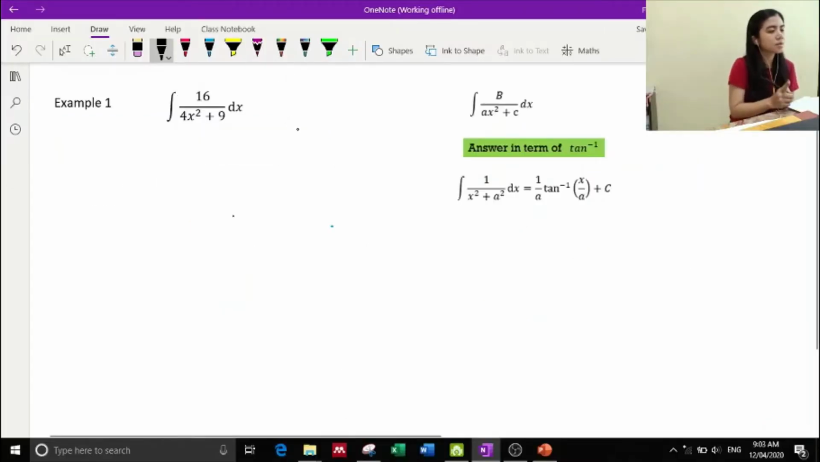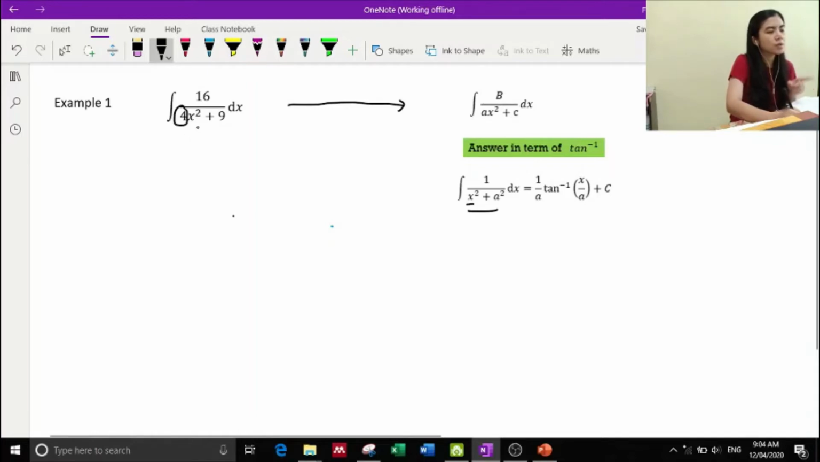Okay, look at this example. Your example is in terms of this one, so your answer will be in terms of tangent inverse, and you're going to apply this formula. Now, how to apply this formula? If you observe this formula, the coefficient in front of the x squared is equal to 1. So what we have here is 4.